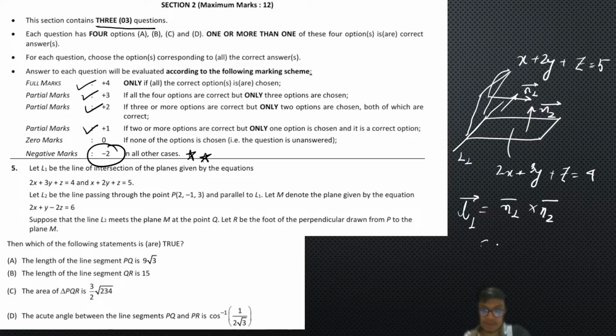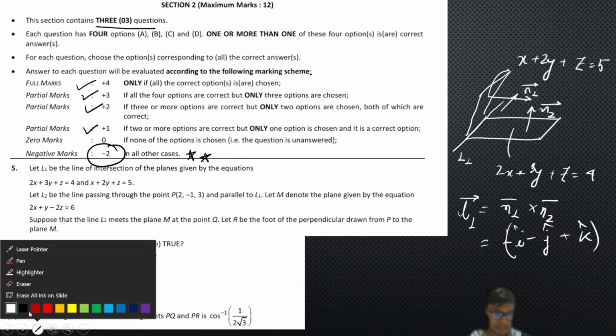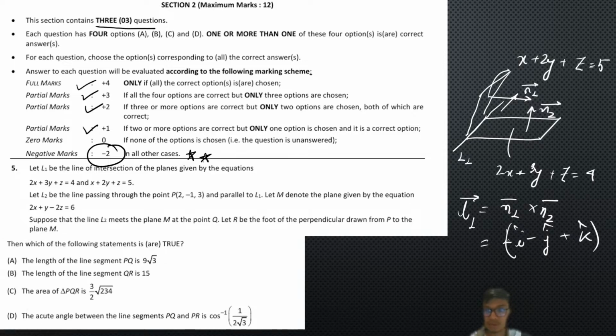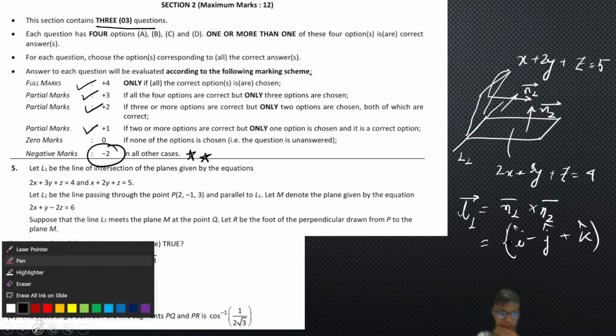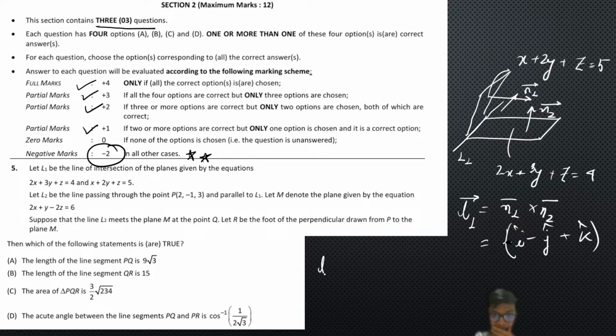So if I do the cross product, this vector is going to come out as i cap minus j cap plus k cap. You can do it on your own and check. Therefore, I can write the equation of L1.